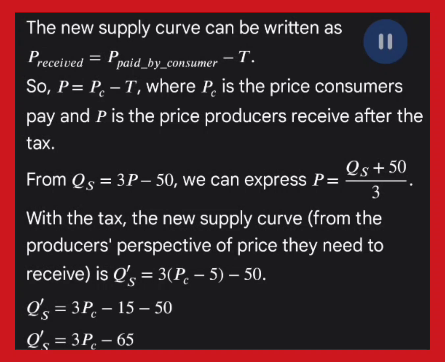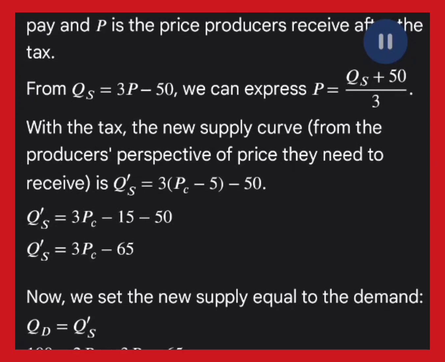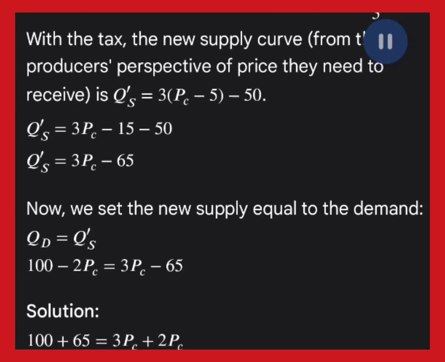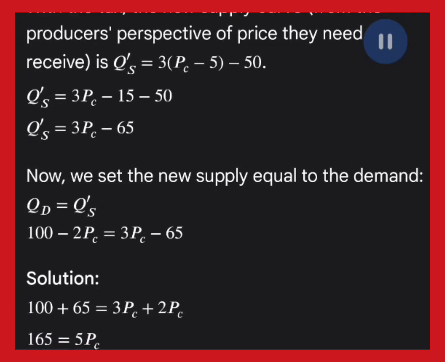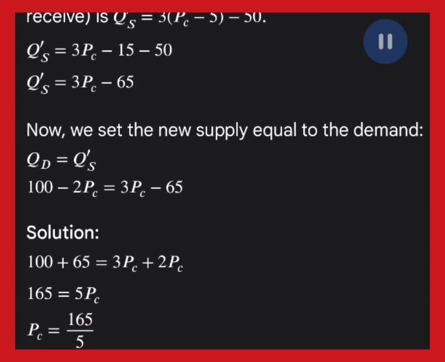From QS = 3P − 50, we can express P = (QS + 50)/3. With the tax, the new supply curve, from the producer's perspective of the price they need to receive, is QS = 3(P_C − 5) − 50. QS = 3P_C − 15 − 50. QS = 3P_C − 65. Now we set the new supply equal to the demand. QD = QS. 100 − 2P_C = 3P_C − 65.